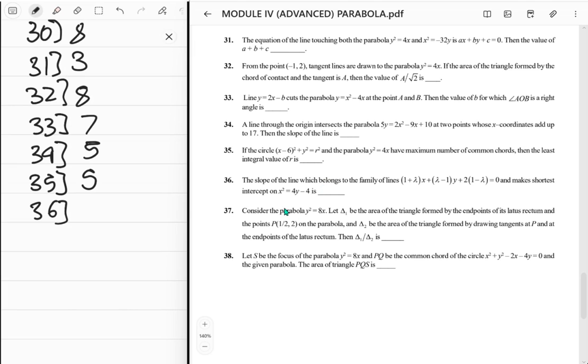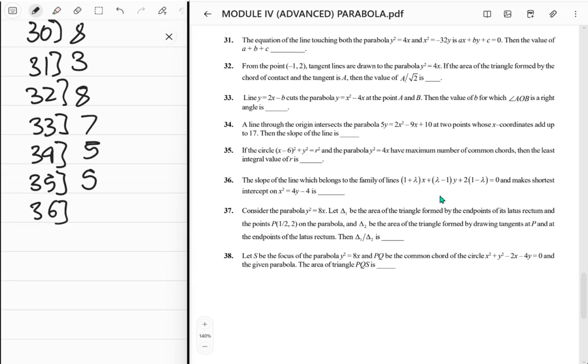Next, 36. The slope of the line which belongs to the family of lines and makes the shortest intercept on this parabola. So x^2 = 4 times (y - 1). There is y - 1 everywhere, right? What about this other one? Does it also have y - 1? If I put minus 1 over there, I have to put minus 1 over there as well. You already got the minus, of course.